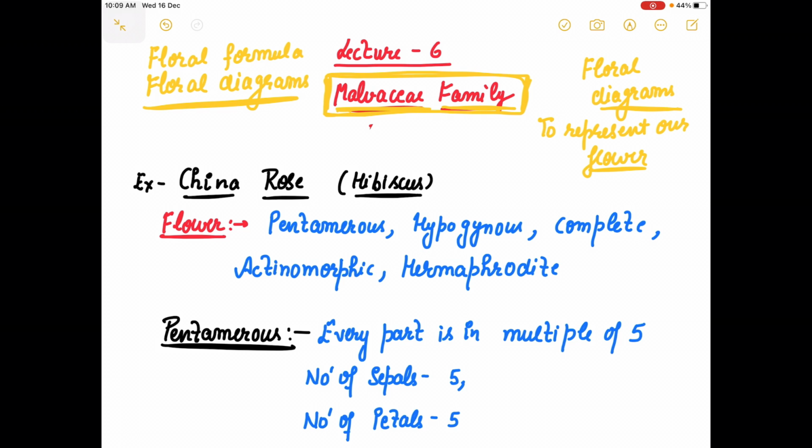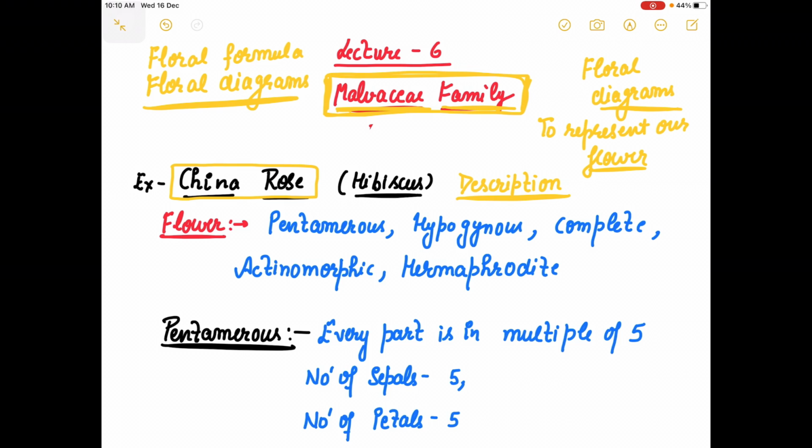Every one of you knows that a very famous member of the Malvaceae family is China rose. So first thing, every time we have to draw the diagram or write the formula, we have to start with the description of the family. Now for the description of the family, you can start in two ways. Better is if you start with the habit, and then stem, then leaves, and then inflorescence.